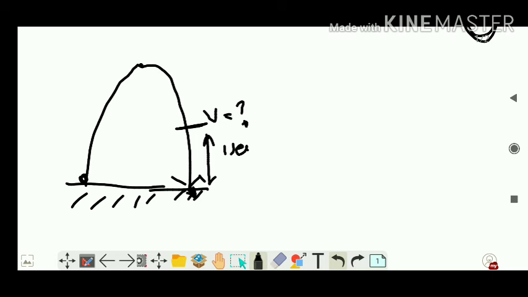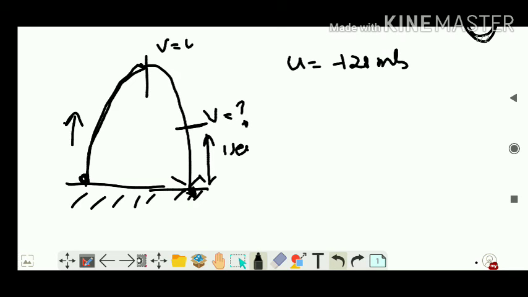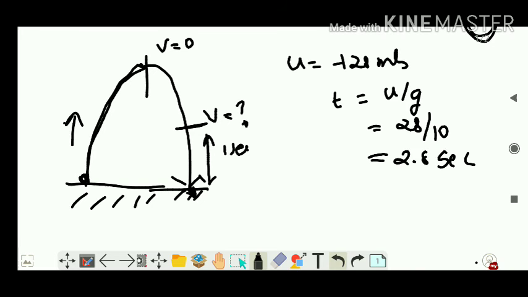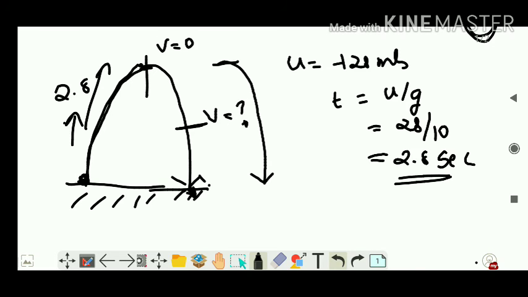Clear? Now when I throw a ball like this with the velocity you are given, 28 meter per second, it is thrown up, so u will be plus 28 meter per second. At maximum height v is equal to 0, so I can just find the time of ascent. It will be u by g, which is 28 by 10. It will be 2.8 second. So the time back to the ground is also 2.8 second. Ascent and descent time period is the same.